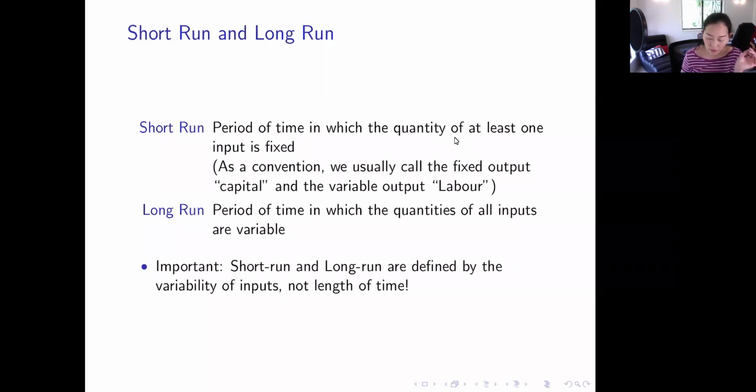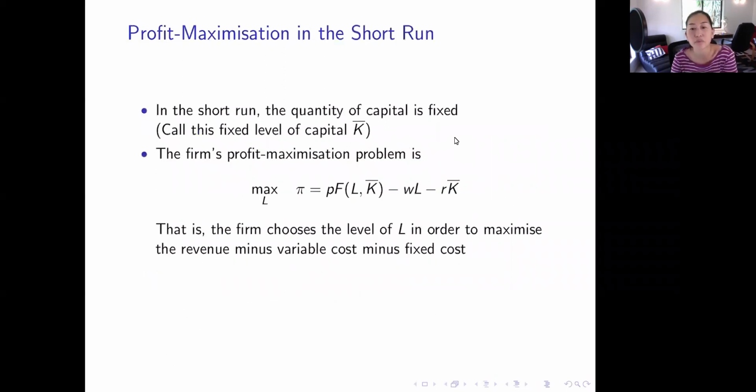Again, short run and long run are defined by the variability of inputs, whether or not any of the inputs is fixed. If none of the inputs is fixed, then it has to be long run. If at least one of the inputs is fixed, then it has to be short run. It's not about the length of time.